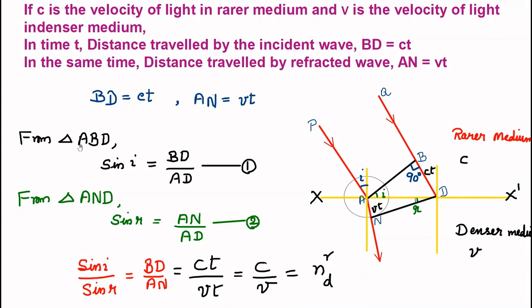From triangle ABD, what is sin i? Sin i equals BD by AD. Angle B is 90 degrees. Let us write this as equation number 1. From triangle AND, what is sin r? Sin r equals AN by AD. Angle N is 90 degrees. Sin r is AN by AD. Let it be equation number 2.